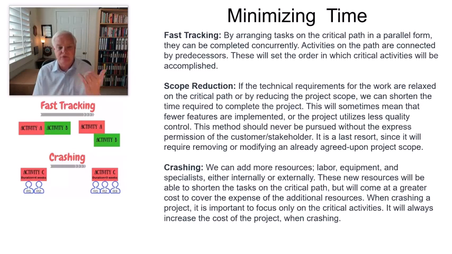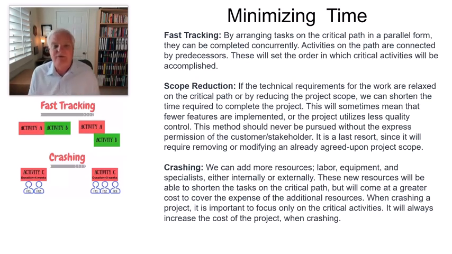Now, there's three elements we want to talk about. Fast tracking, I've kind of alluded to. Scope reduction is another piece. And then finally, worst comes to worst, we have what is probably the most destructive to your project schedule and to your project costs, which is called crashing. So let's talk about fast tracking.